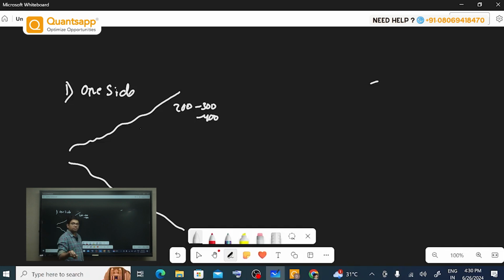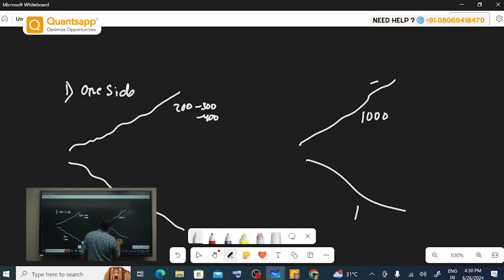In case of Bank Nifty, it is much bigger. Bank Nifty moved like this and has given me 1000 points. Downside also 1000 points. Or I can say in a range of 600 to 1000. So that is one side direction. If you look at the stocks on that day, most of the stocks move in that particular direction.